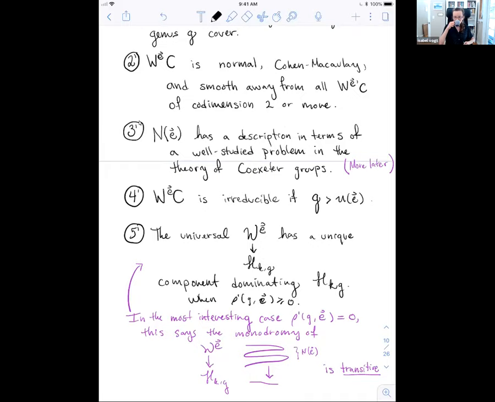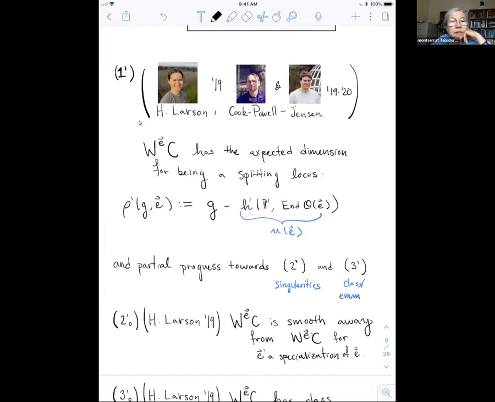Is there an explanation why this W_E, or rho_E, is the expected dimension? Why is this the expected dimension? Yes. It comes from the deformation theory of vector bundles on P1. So this is the expected codimension of having splitting type E, this is H1 of the endomorphism bundle of O(E). If you just work out the deformation theory, that's the codimension that you get, in the versal deformation space of vector bundles on P1, of the splitting locus, the vector bundles that maintain splitting type E or a specialization thereof.